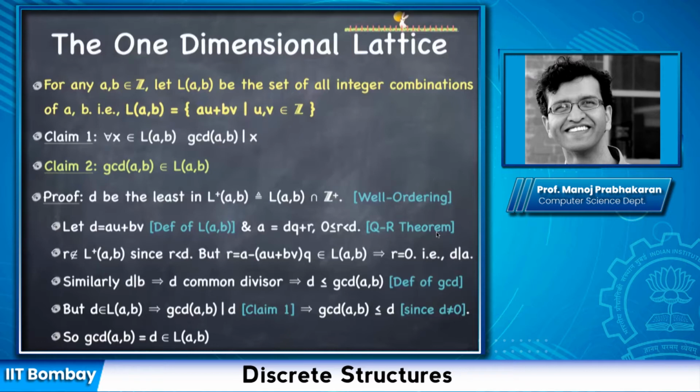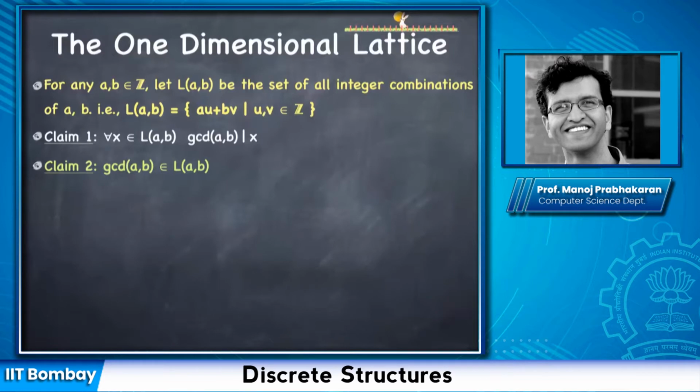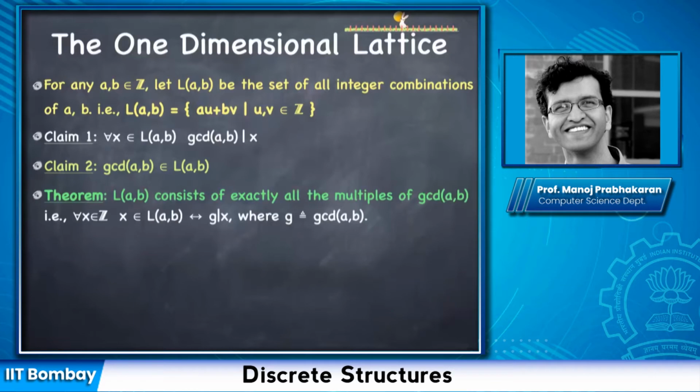All right, so the bottom line is that we have both these claims, and let me finish off by putting them together to see what exactly this LAB is now. Here the theorem says that LAB is exactly all the multiples of GCD of A and B. So an element is in LAB if and only if it is a multiple of the GCD of A and B. So I'm just defining G as the GCD of A and B.